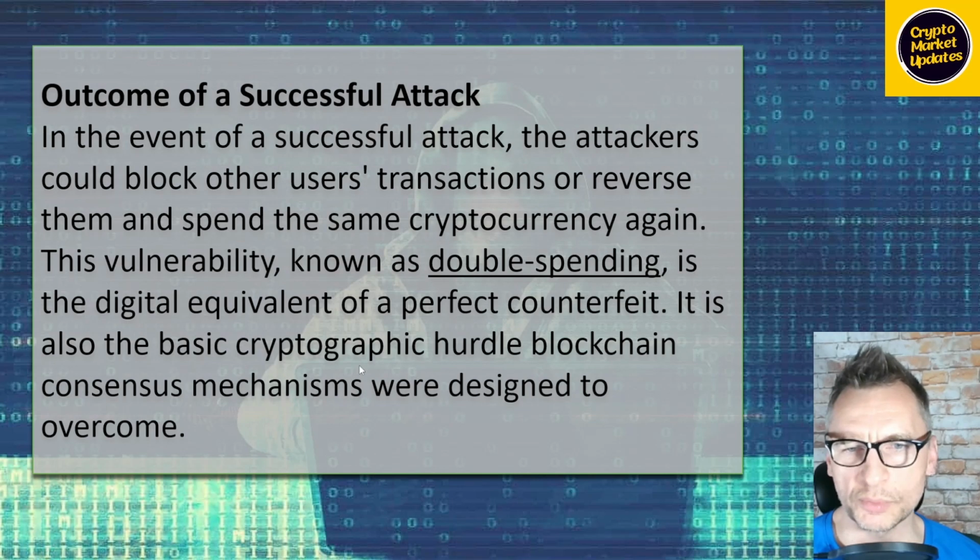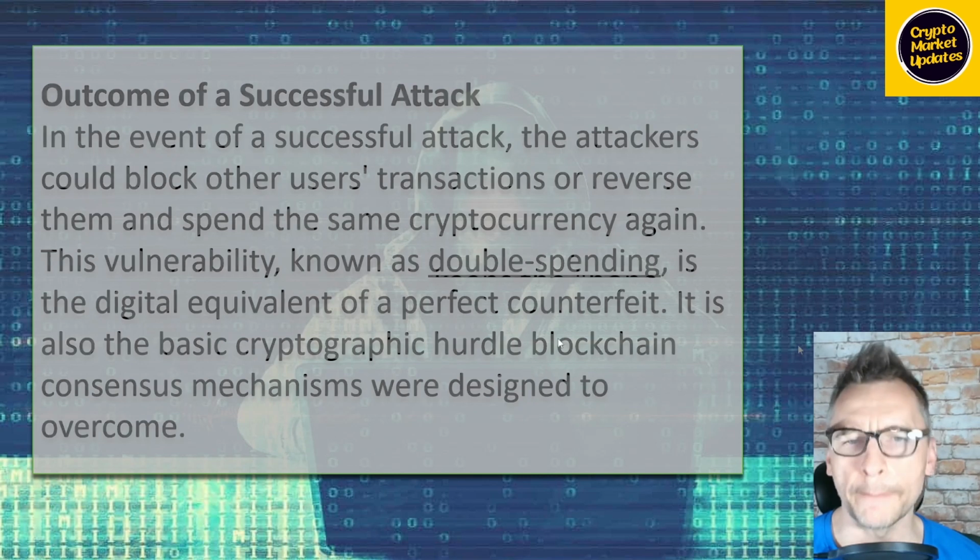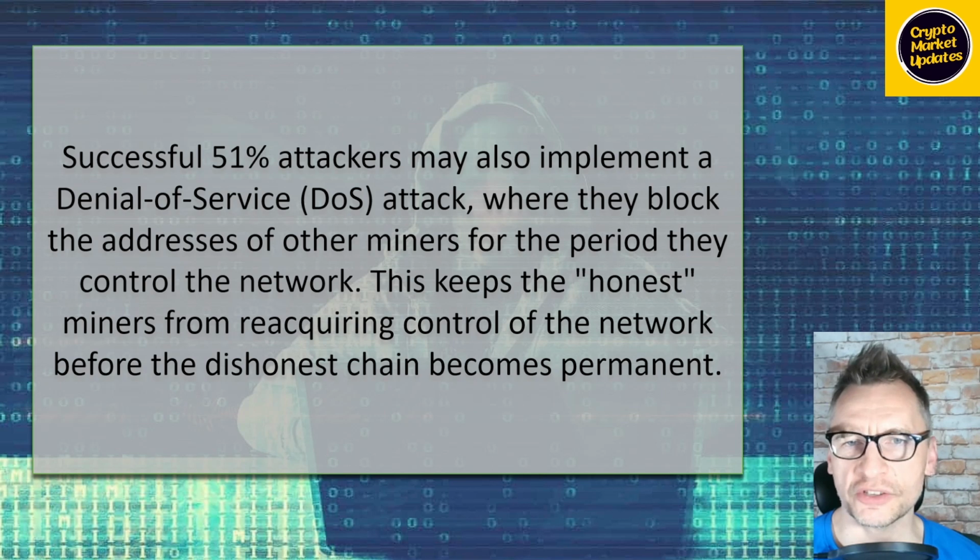It is also the basic cryptographic hurdle blockchain consensus mechanisms were designed to overcome. Successful 51% attackers may also implement a denial of service attack, where they block the addresses of other miners for the period they control the network. This keeps the honest miners from reacquiring control of the network before the dishonest chain becomes permanent.